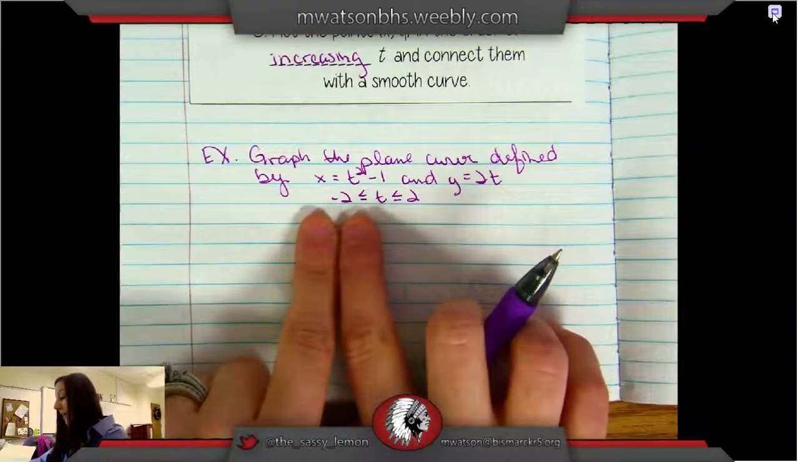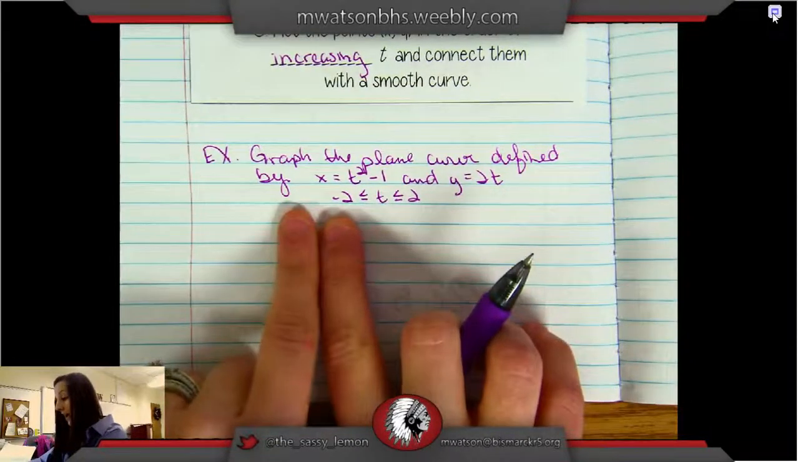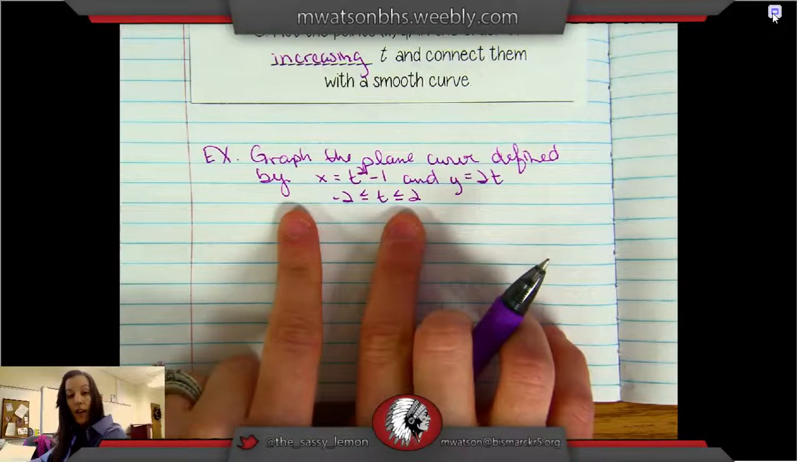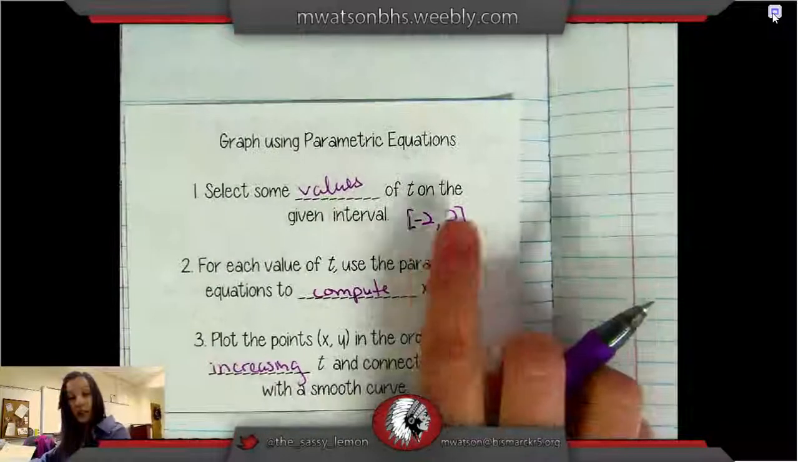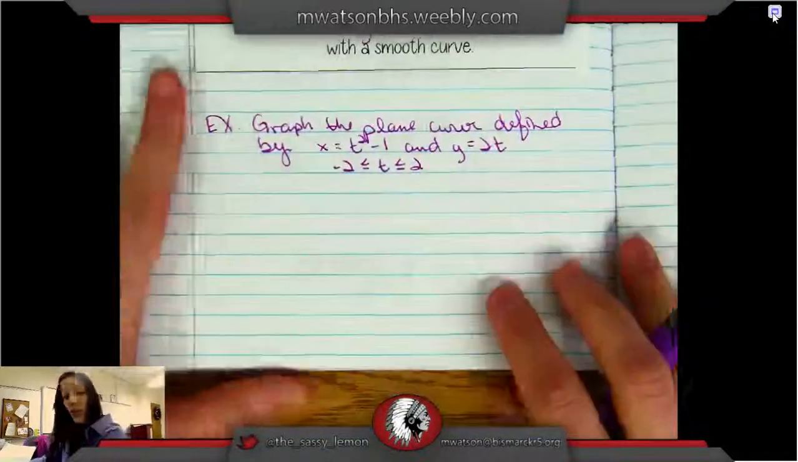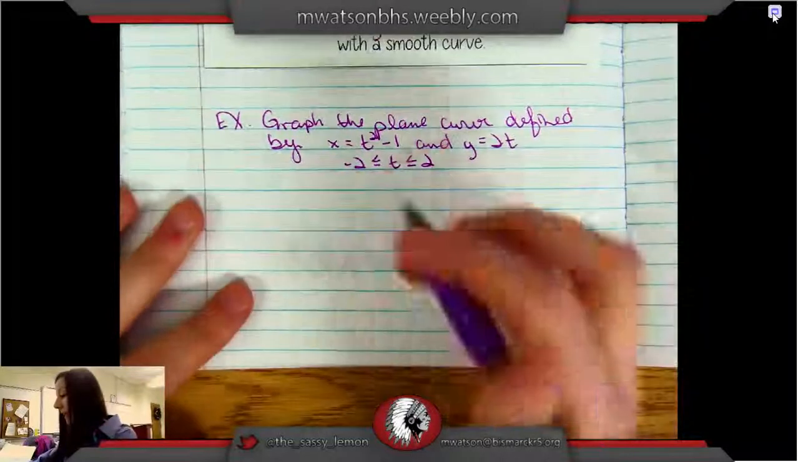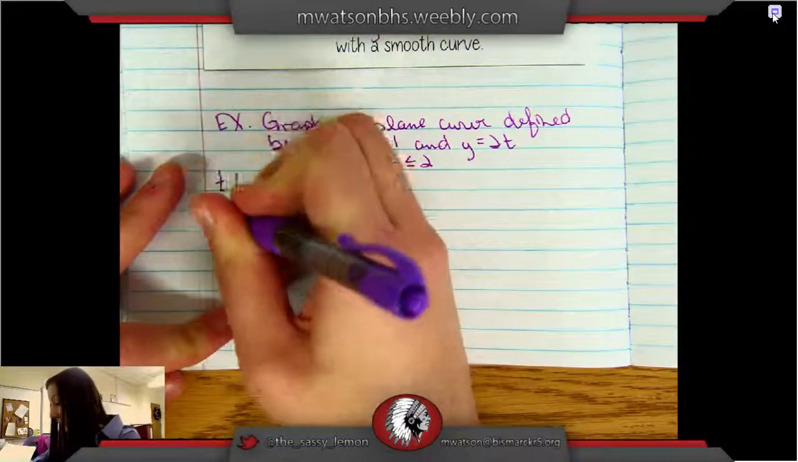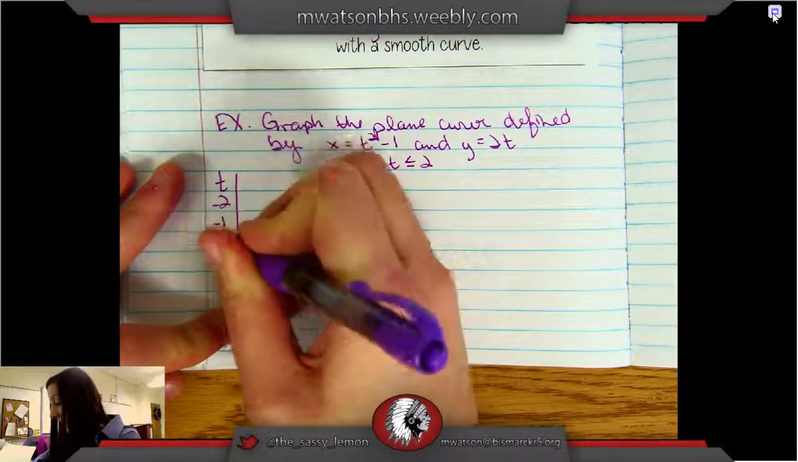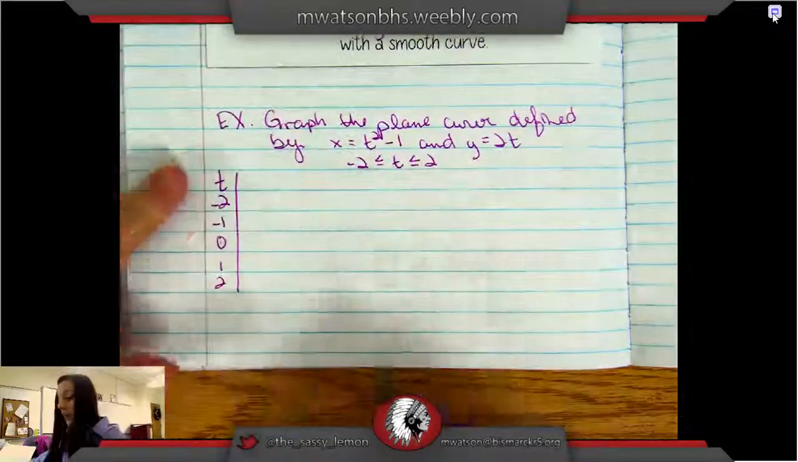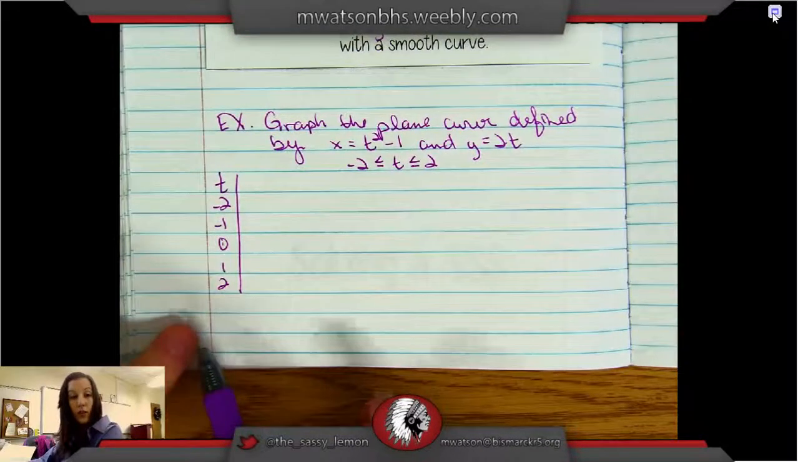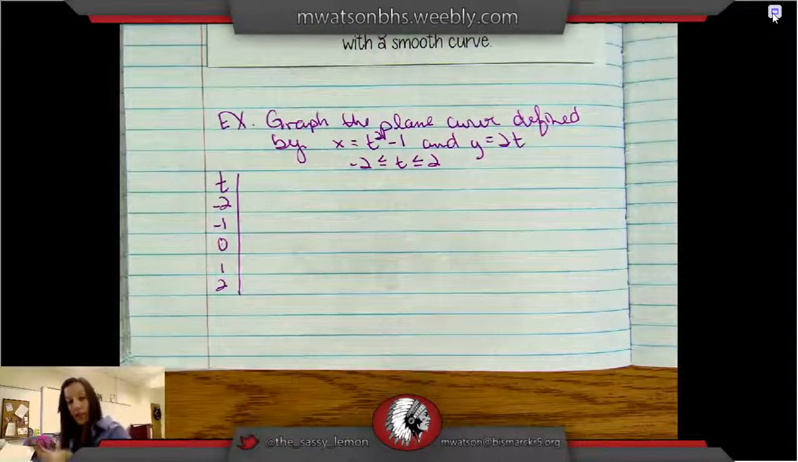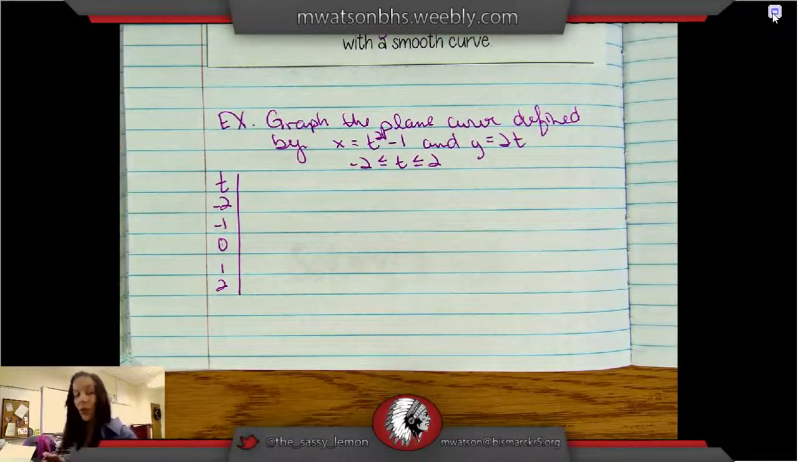And here it says time is going to be between -2 and 2. This is another way of stating the domain, just like I did here. So we're going to start out with step 1 by selecting the values of t. And I told you we're going to use -2, -1, 0, 1, and 2. And it's important that you do these in order of increasing t. So when you go to graph, you can just graph them in the order that you have your coordinates.